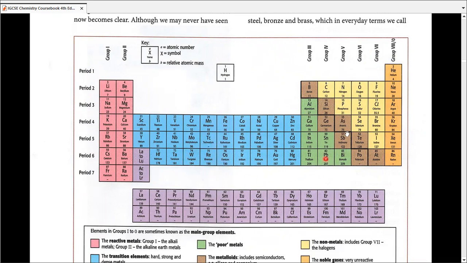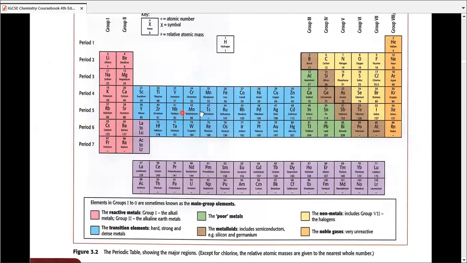These are colored differently, and the colors are written below. Let's go through that. The most reactive metals are colored pink. This is group 1, the alkali metals, and group 2, the alkaline earth metals, which means they're all metals and they are all pretty reactive. Next up is the green portion. We call them poor metals. Right in between this green and pink is blue, which are transition elements, which are hard, strong, and dense metals.